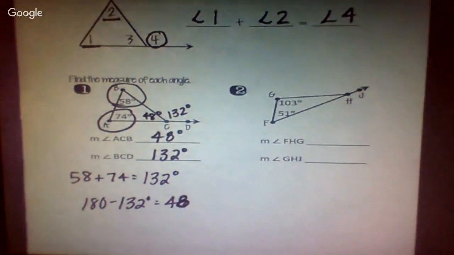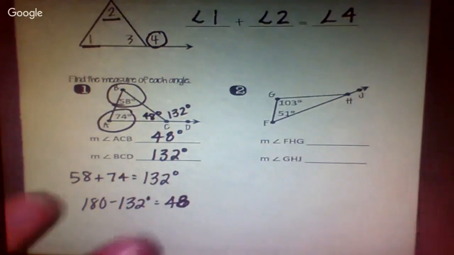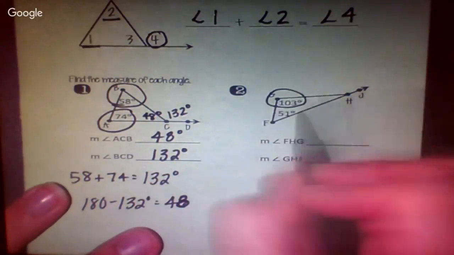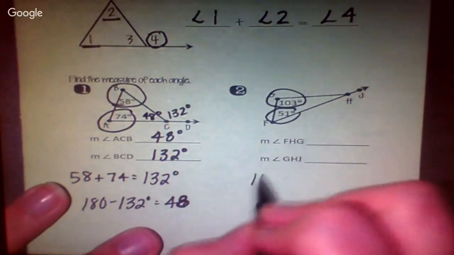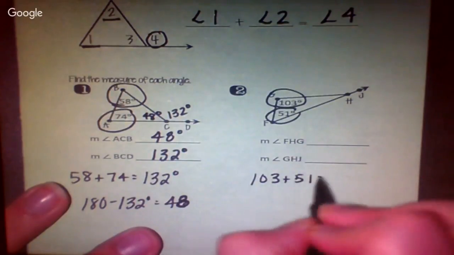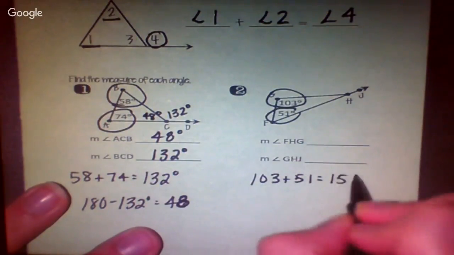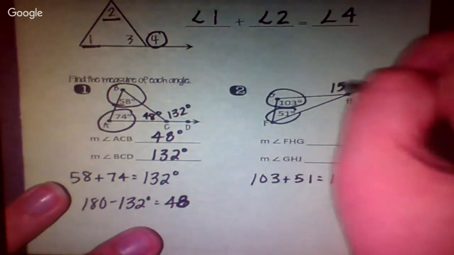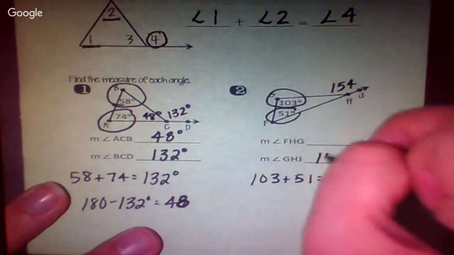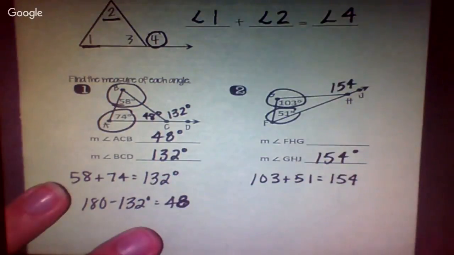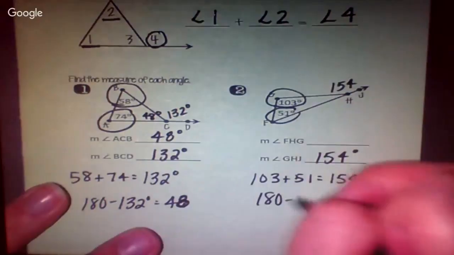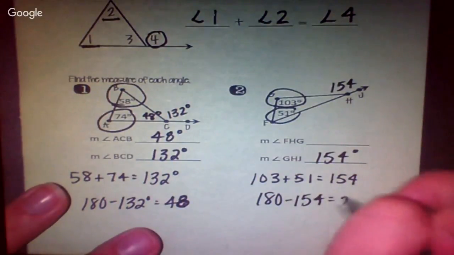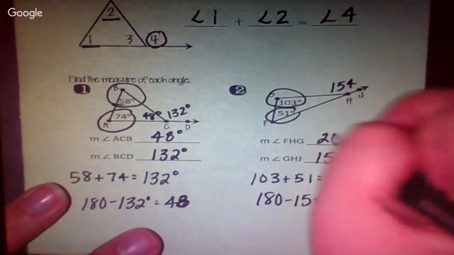All right. Number 2. If I want to get that exterior angle, what do I need to put together? G and F. This angle and this angle. So 103 plus 51 equals what? 154. So this big angle here is 154. If that's 154, then this other angle is what? 26. We're done.